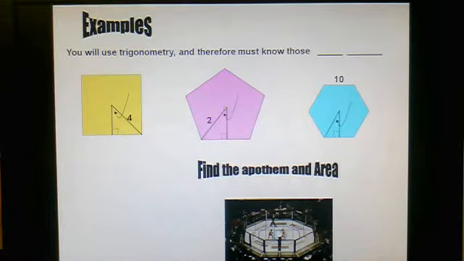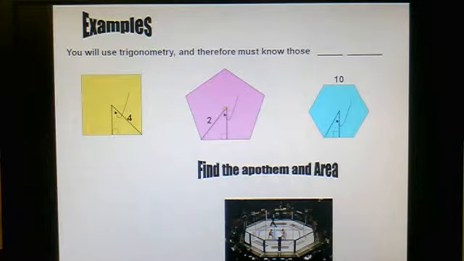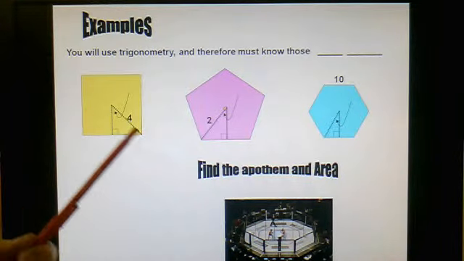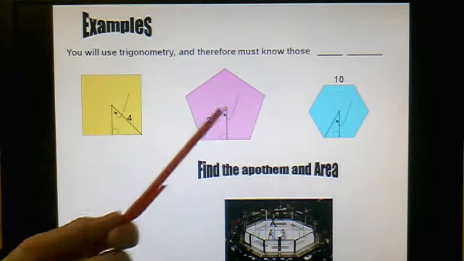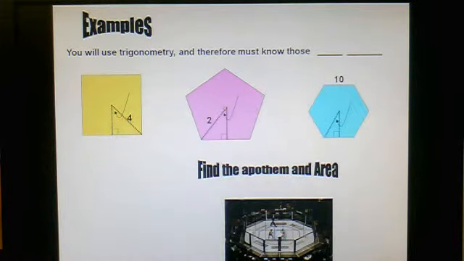So you're going to have to use some trig on this. You've got, starting with a square or a quadrilateral, a pentagon, and a hexagon. I would pause it and go for it. There's enough information on here that you should be able to work from this. The homework assignment, you're going to have to be able to work from here. This is 4 units long. This is 2 units long. This is 10 units long. You should be able to go from here and find the area of these.